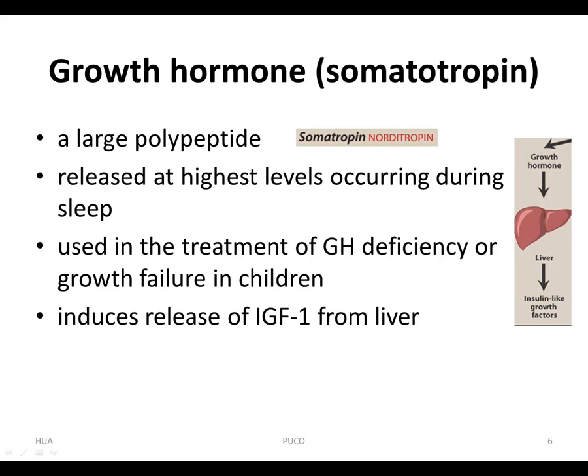Somatotropin is a large polypeptide that is released by the anterior pituitary in response to growth hormone releasing hormone. Secretion of growth hormone is inhibited by another hormone, somatostatin. Growth hormone is released in a pulsatile manner with the highest level occurring during sleep. With increasing age, growth hormone secretion decreases, accompanied by a decrease in lean muscle mass.